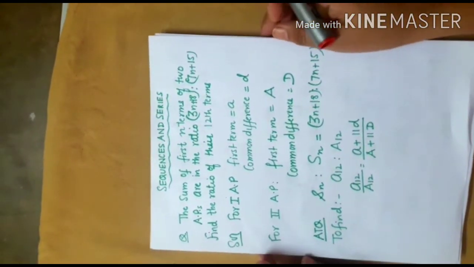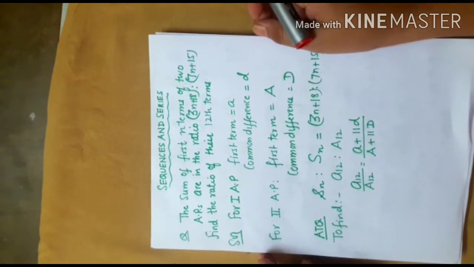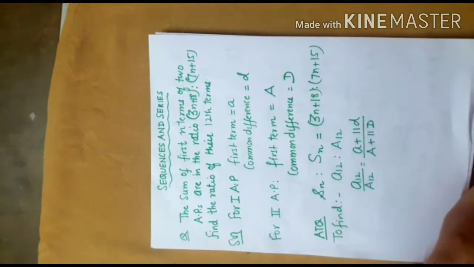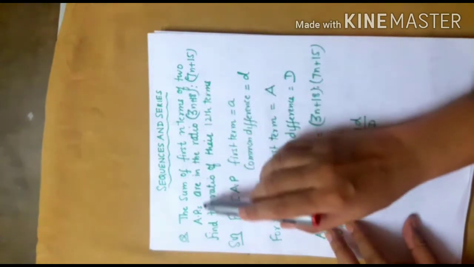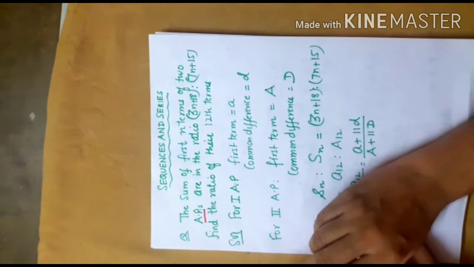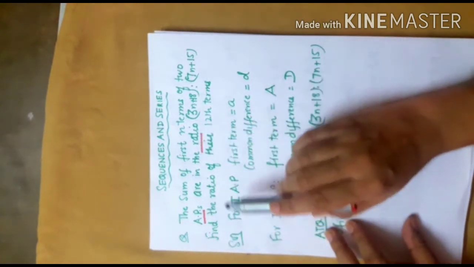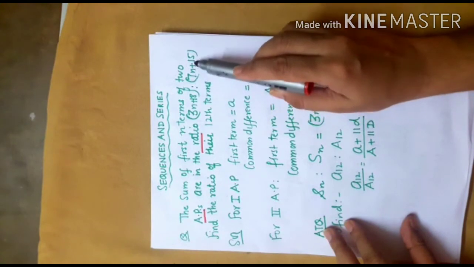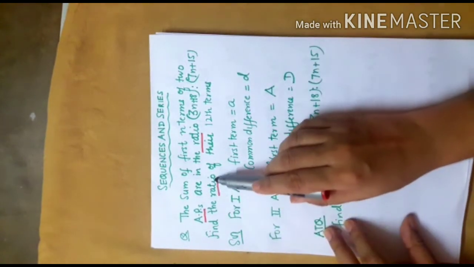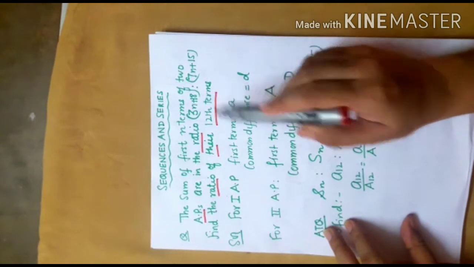Today we will discuss a few questions on sequences and series. The first question is: the sum of first n terms of two arithmetic progressions are in the ratio 3n plus 18 is to 7n plus 15. Find the ratio of their 12th terms.